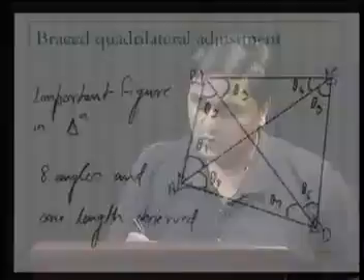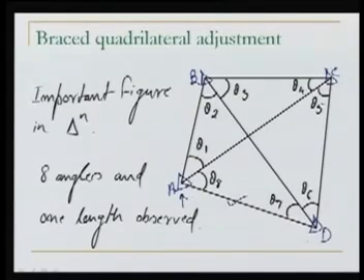What we want to do: this point is fixed, this point is fixed, and we want to fix B and C. In doing this, we observed 8 angles: theta 1, theta 2, theta 3, theta 4, theta 5, theta 6, theta 7 and theta 8, and this length is already known. So the total number of known or observed quantities is 9 here.